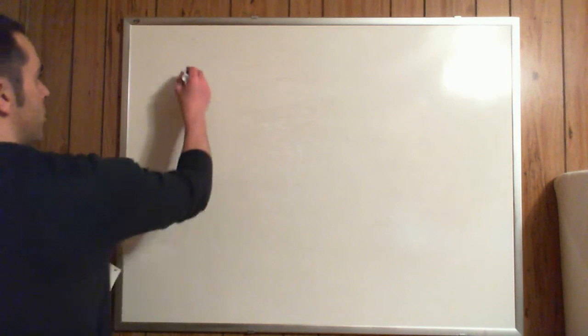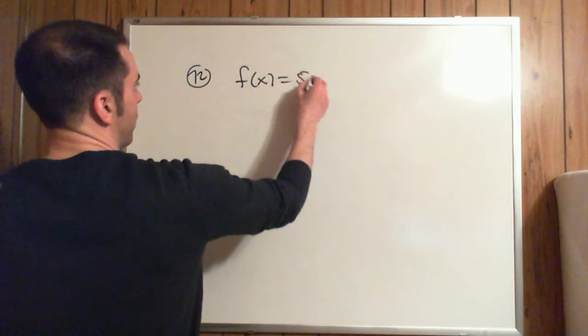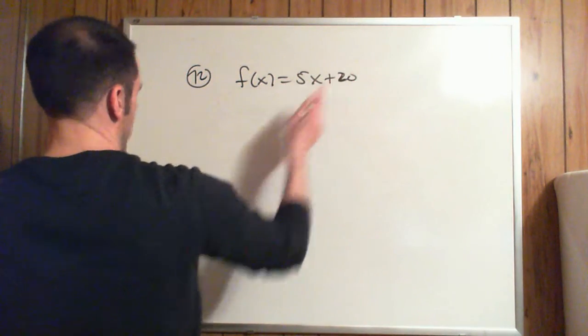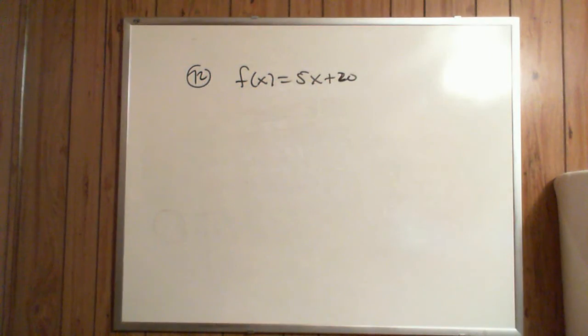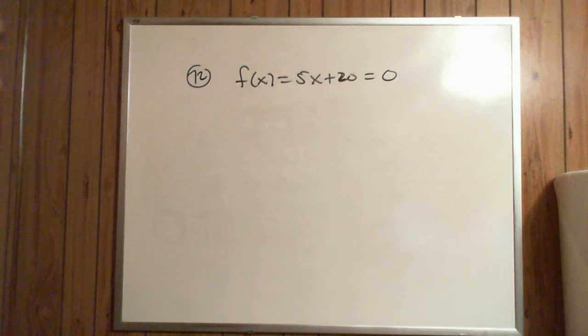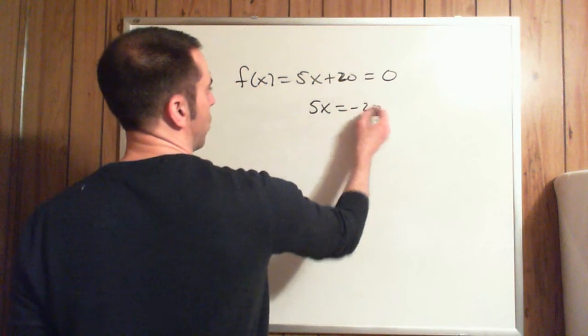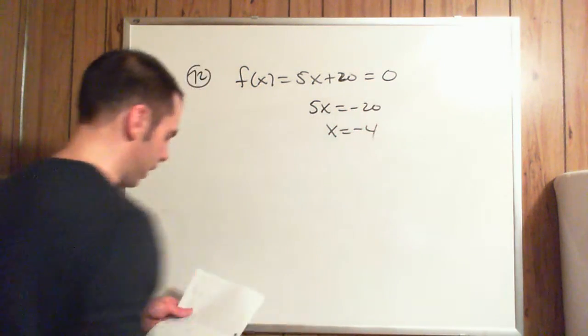So in number 72, f of x equals 5x plus 20. What's the 0 of the function? Set the function equal to 0 and solve it for x. So to find the 0 of the function, set it equal to 0 and solve for x. So 5x equals negative 20, and x would be equal to negative 4.